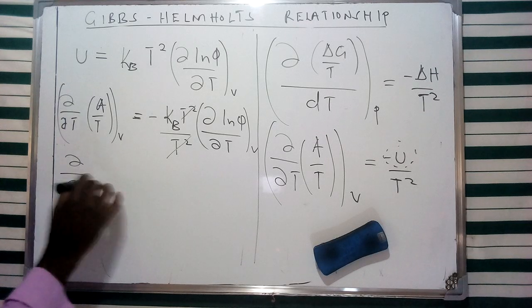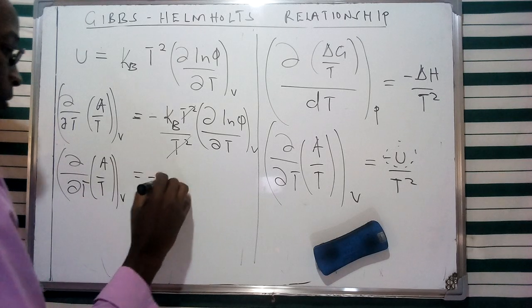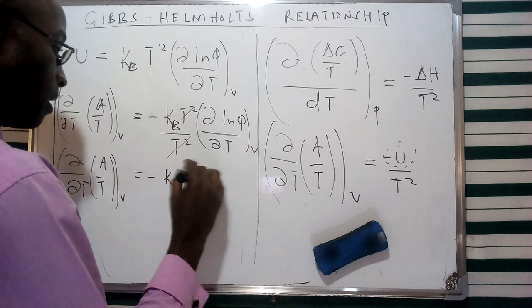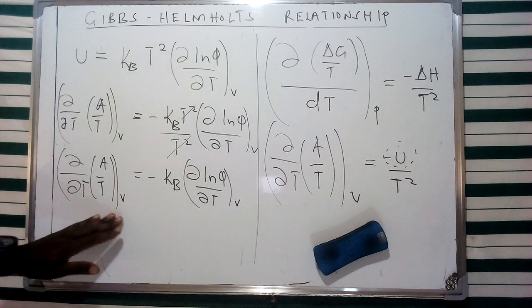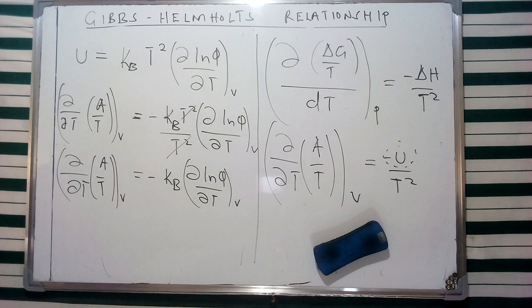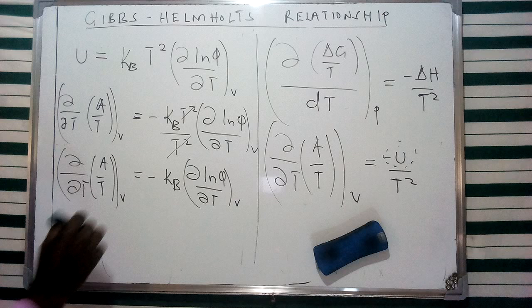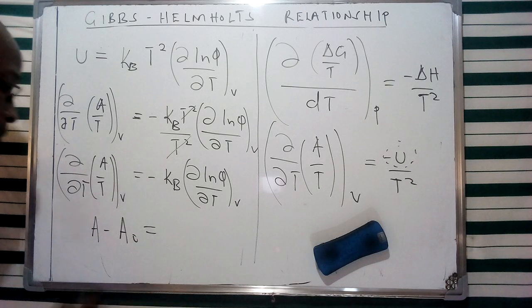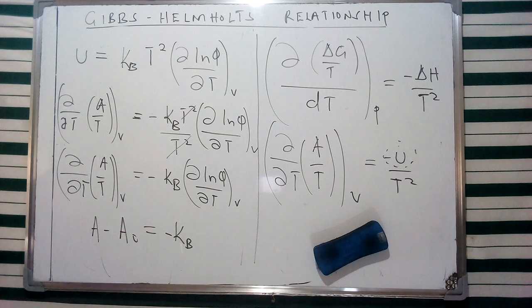So let me simplify. I'm going to have the partial derivative of A over T under constant volume equivalent to negative k_B times the partial derivative of ln Q with respect to temperature at constant volume. And I'm going to integrate this. We have discussed various laws of integration in our previous discussion, and I'm going to consider both sides, integrating with respect to temperature. This is going to give me A. Presume that the various laws we have discussed on derivatives of natural logarithms and exponents are applicable here. I'm also going to put a link to that video in the description box.